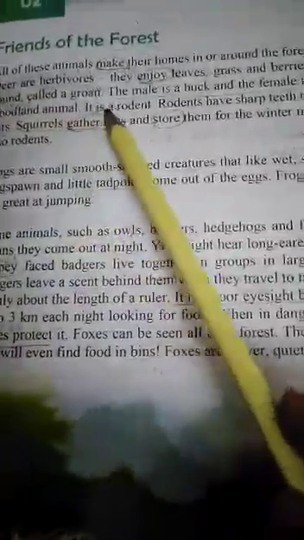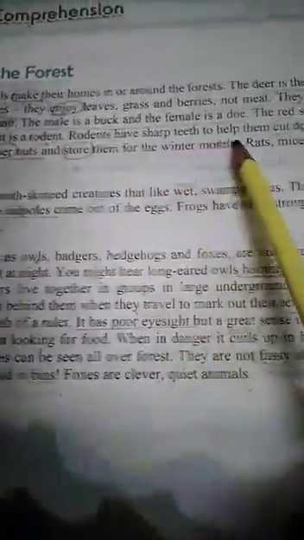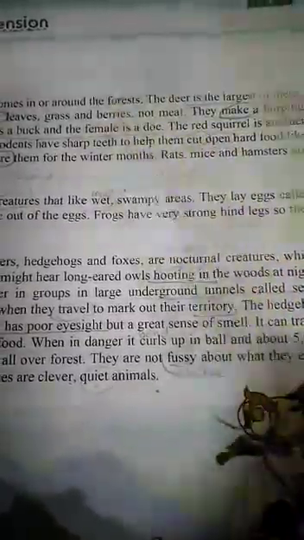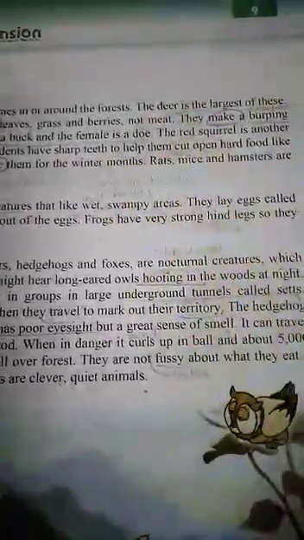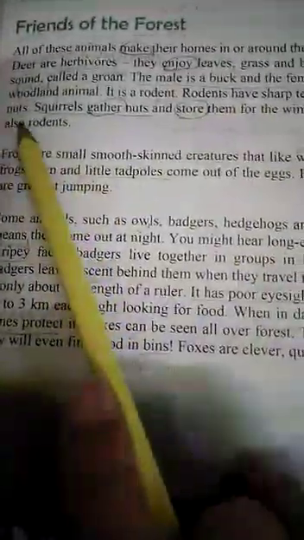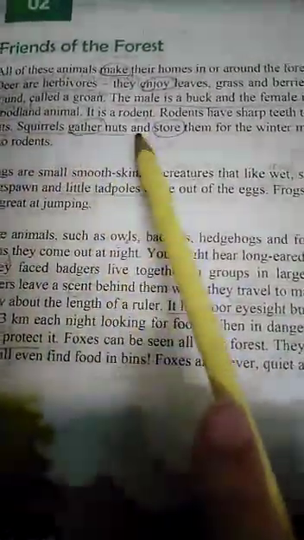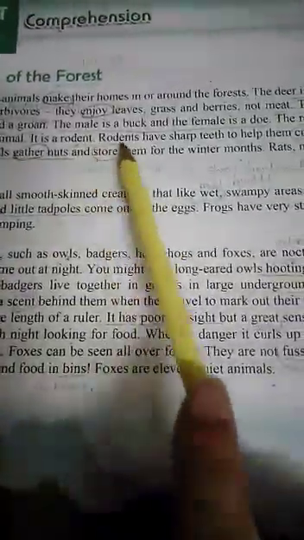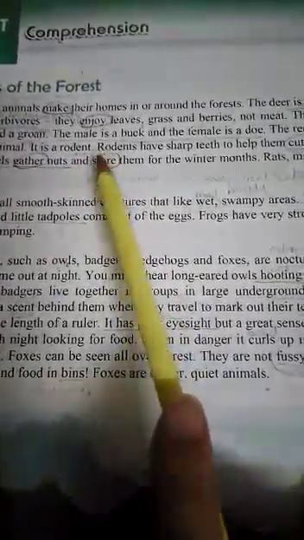The red squirrel is another woodland animal. It is a rodent. Rodents have sharp teeth to help them cut open. Cut means to cut. This is action. Open, to open. This is also an action word. Hard food like nuts. Squirrels gather nuts. Gather means to collect. This is some kind of action. So this is verb. And store. Store means to save it. Store them for winter months.